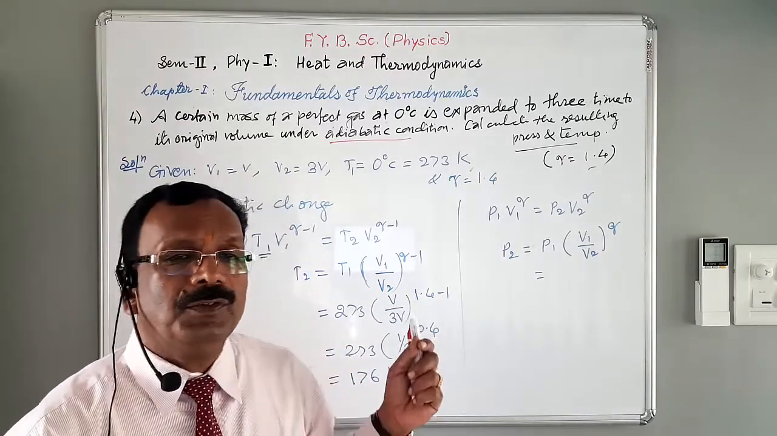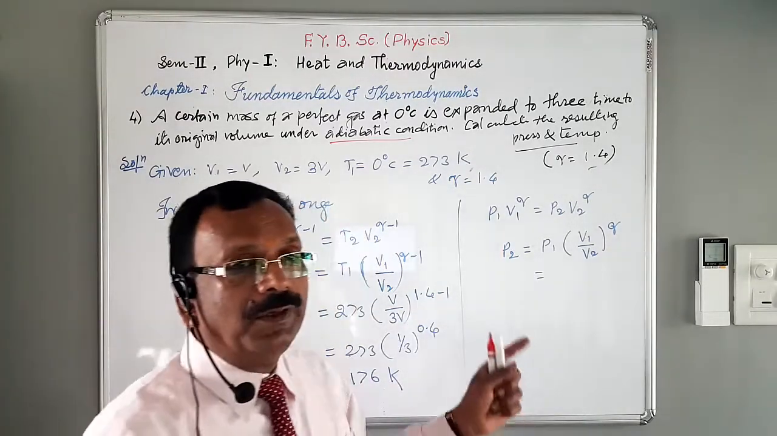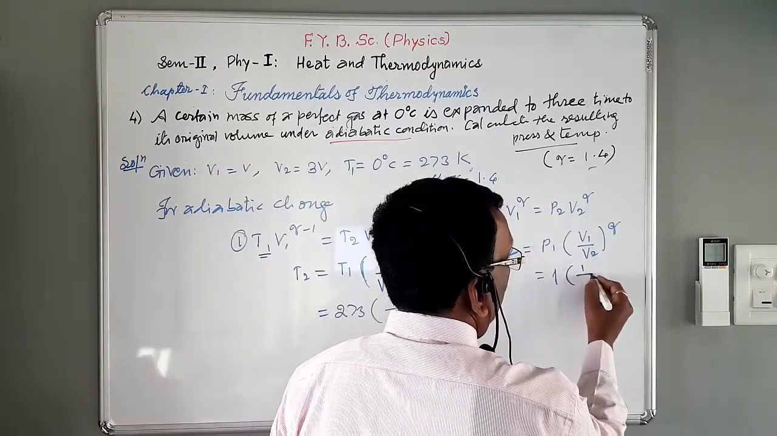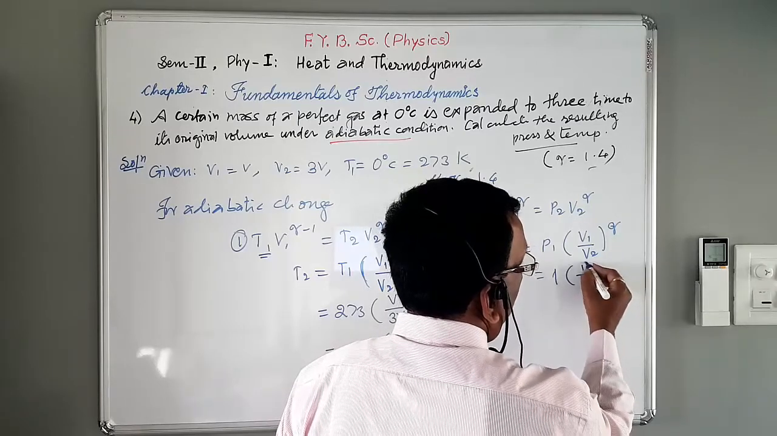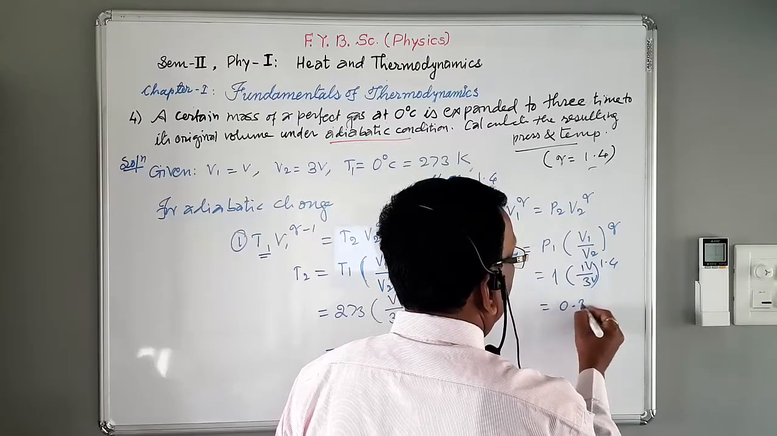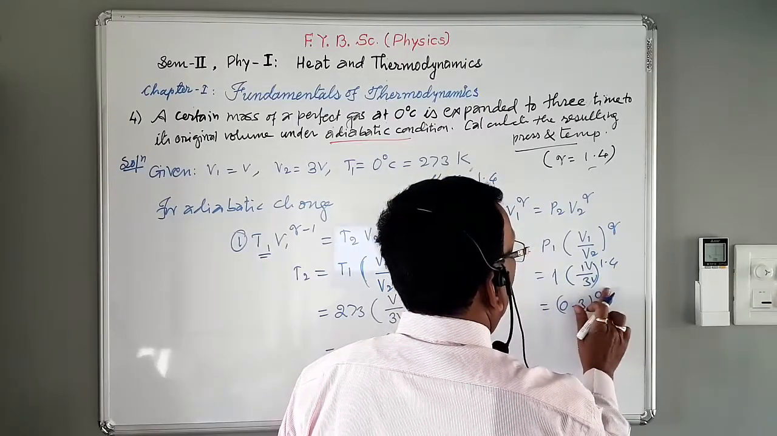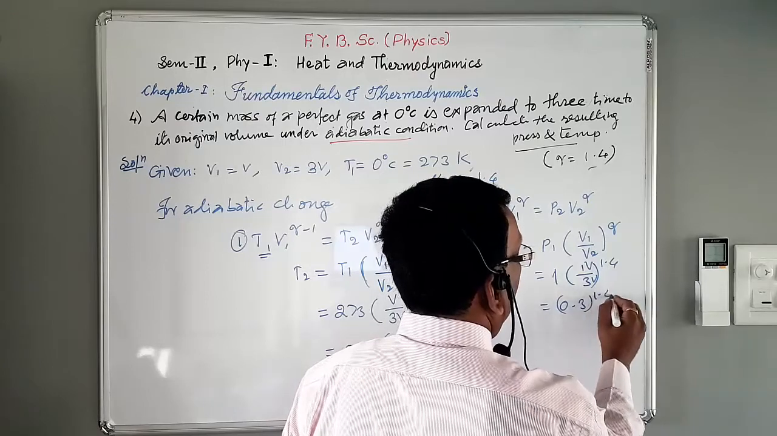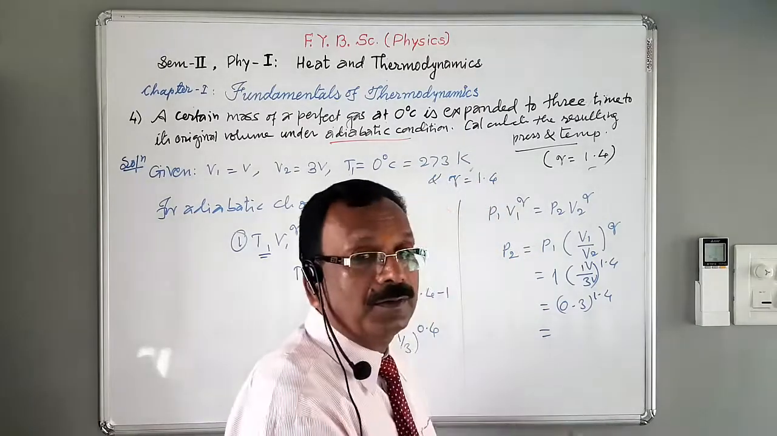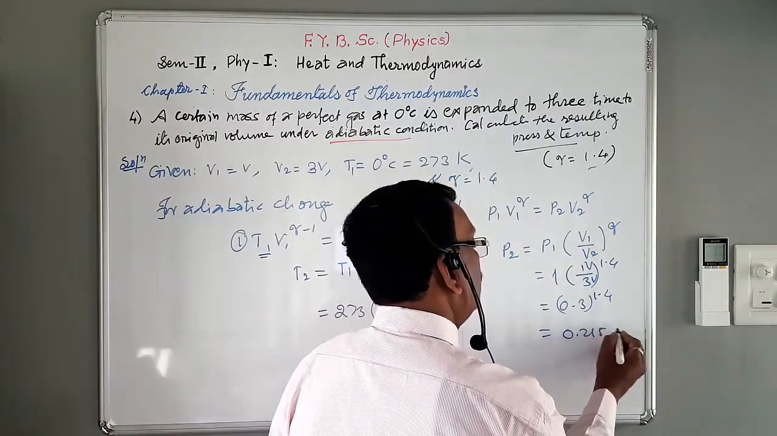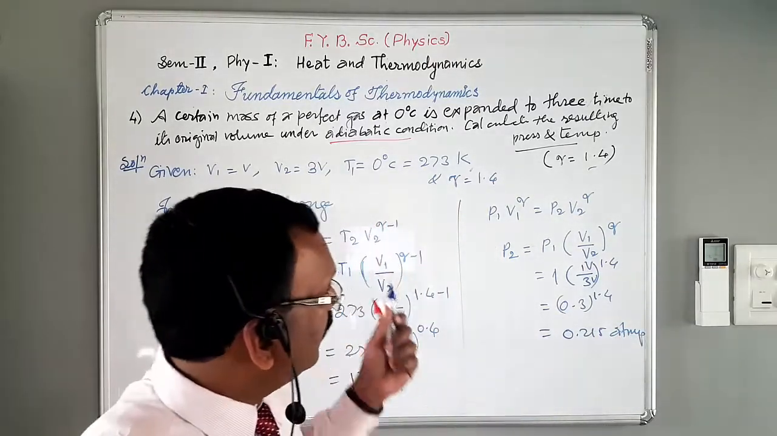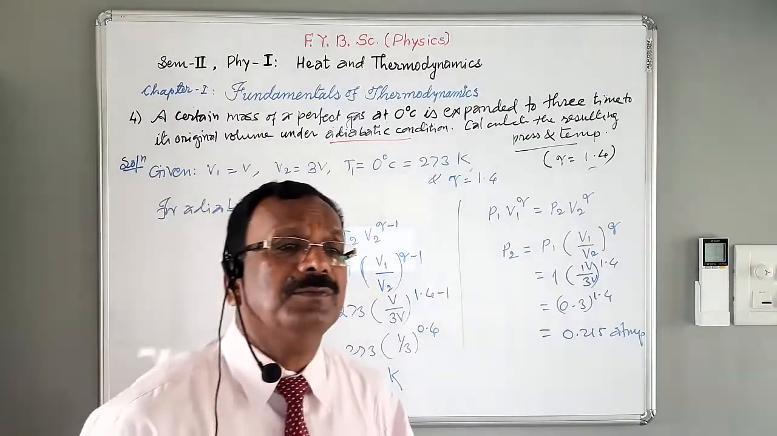Okay. So, substitute the values here: P1 is equal to 1, V1 is equal to 1 upon 3 V2. The V cancels, raised to the power 1.4. So, 0.3 raised to 1.4. Solve this, you will get 0.215 atmospheric pressure. This is the resultant pressure. In this way, you can calculate the resultant temperature and pressure.